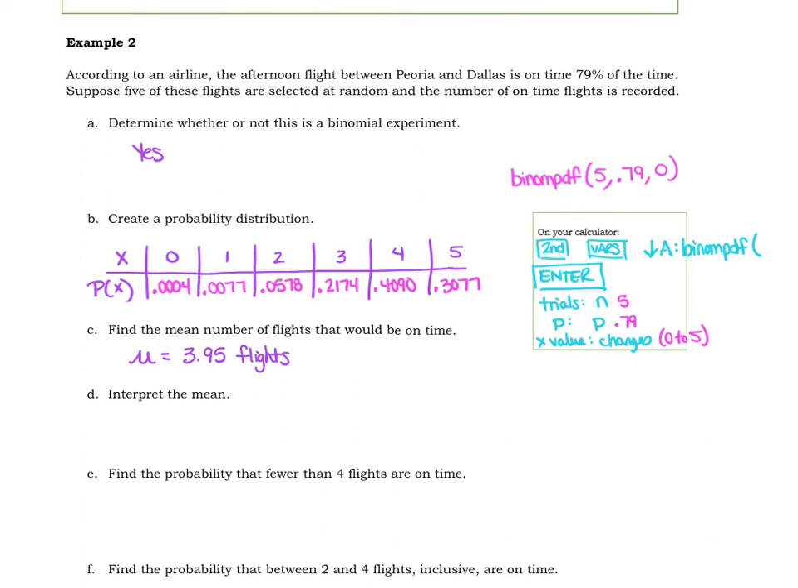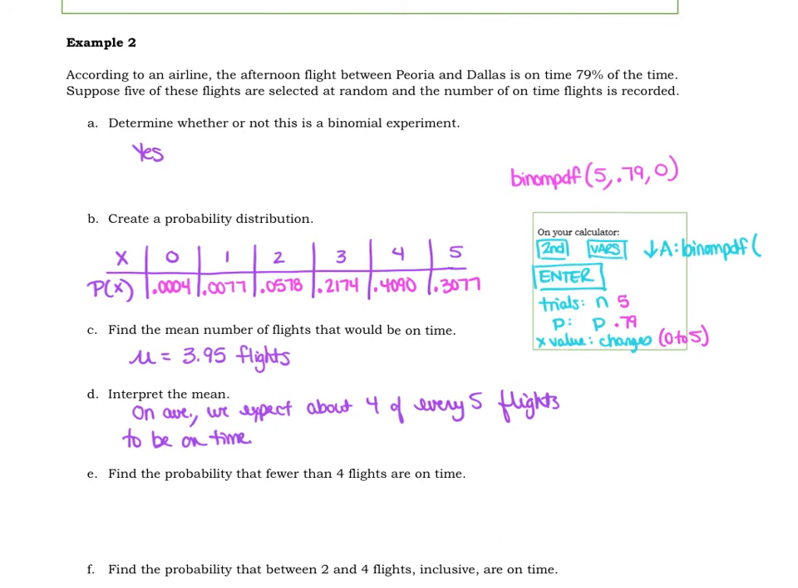Okay, 3.95 flights. What the heck does that mean? Interpret the mean. That means on average, we expect about 4 of every 5 flights to be on time. At least those flights in the afternoon from Peoria to Dallas.